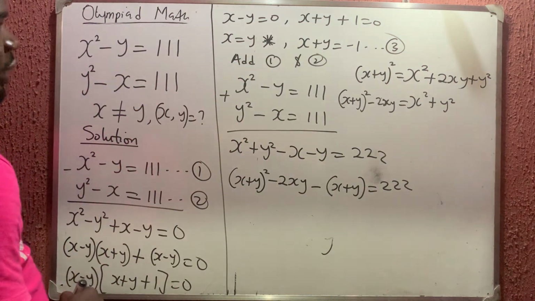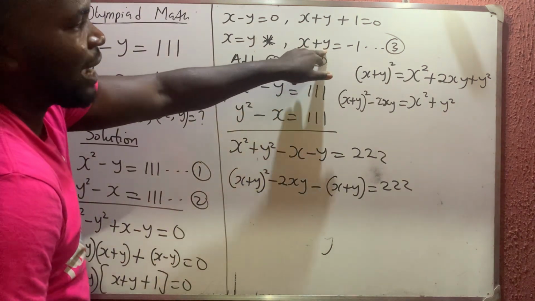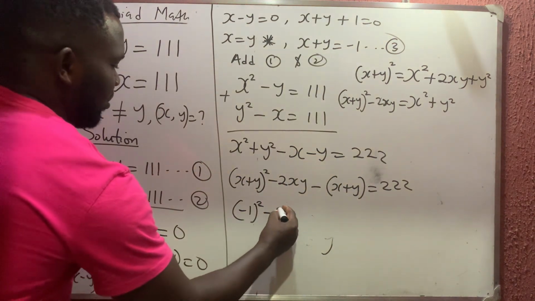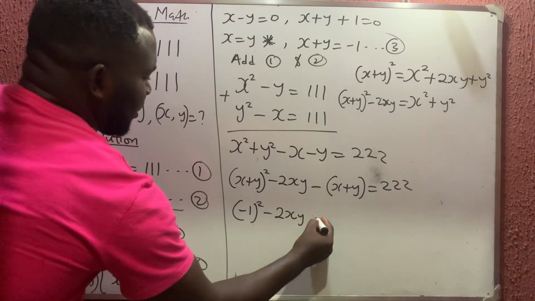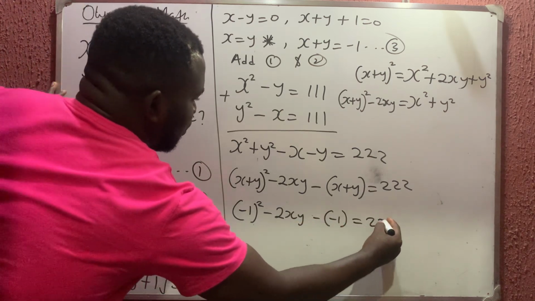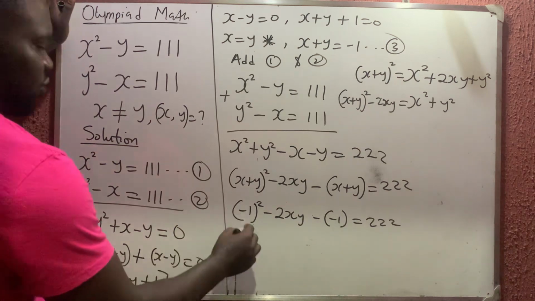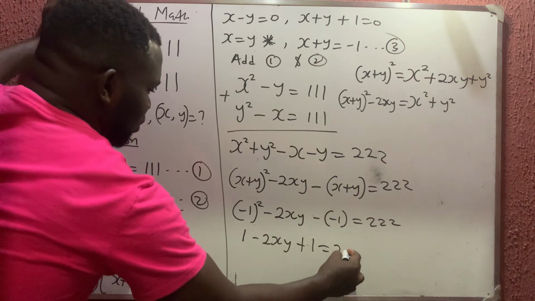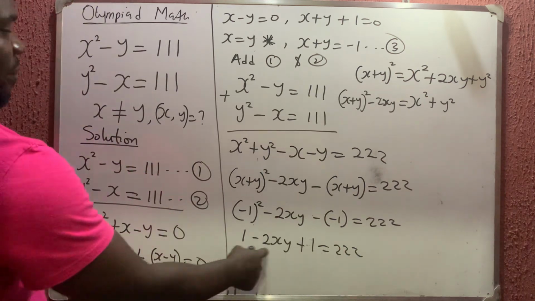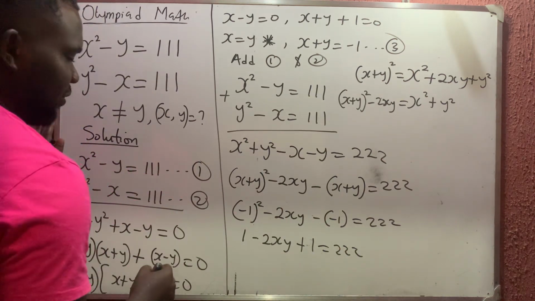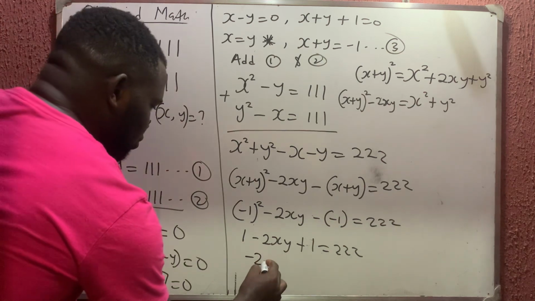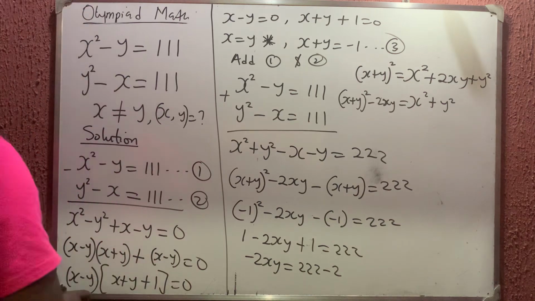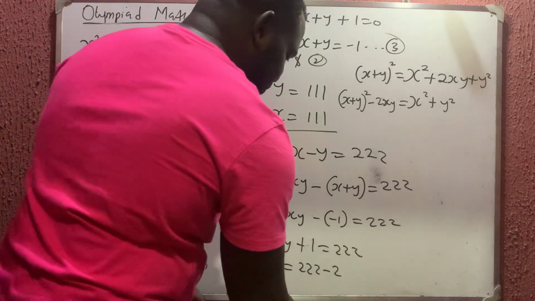But don't forget that x plus y gives us minus 1. So if I put it here, I'm going to have minus 1 all squared minus 2xy, then minus into minus 1, is equal to 222. So this gives me 1 minus 2xy plus 1 is equal to 222. So 1 plus 1 is 2, and I'm having minus 2xy is equal to 222 minus 2. Permit me to clean here.